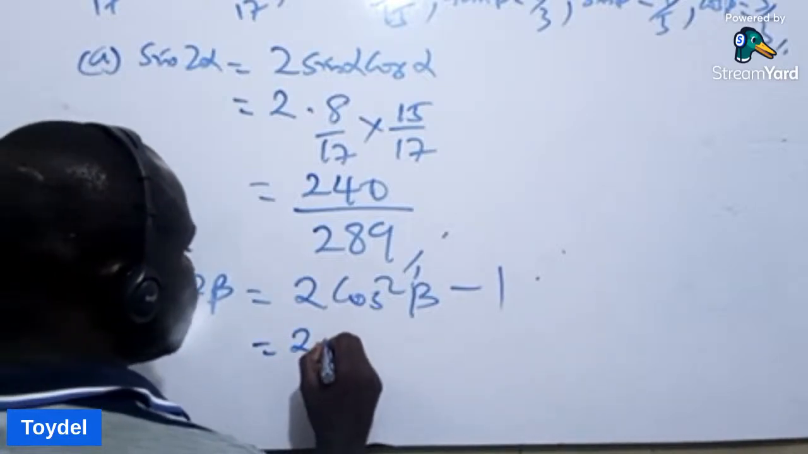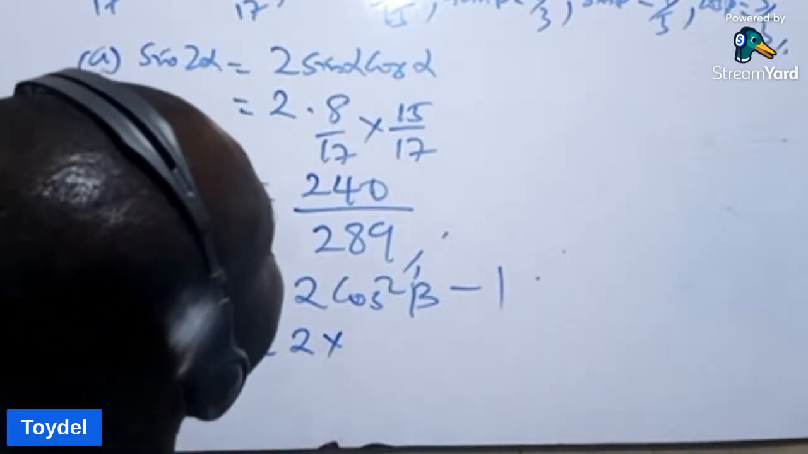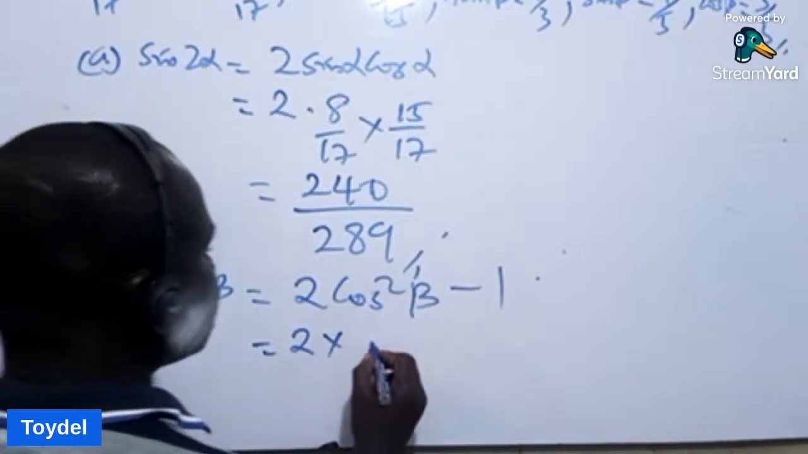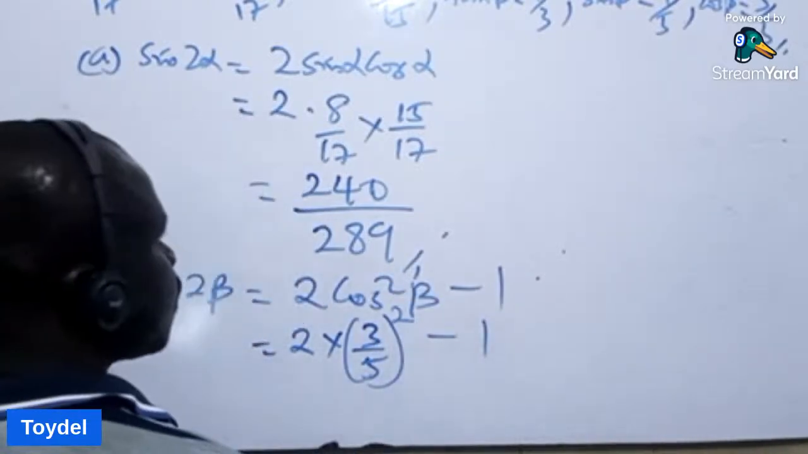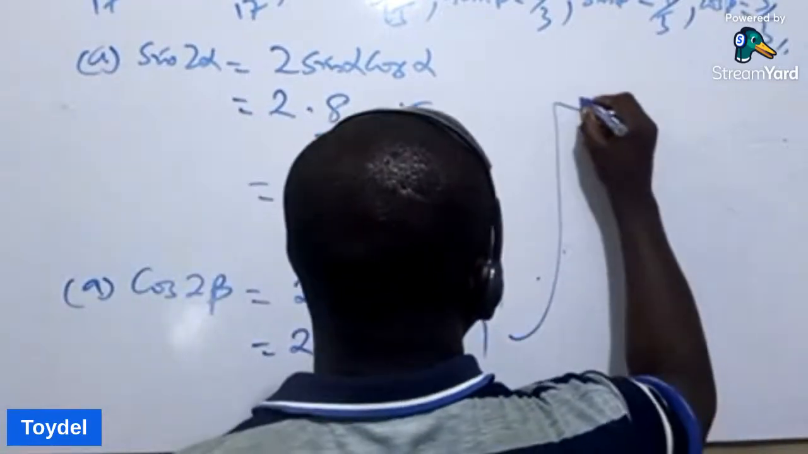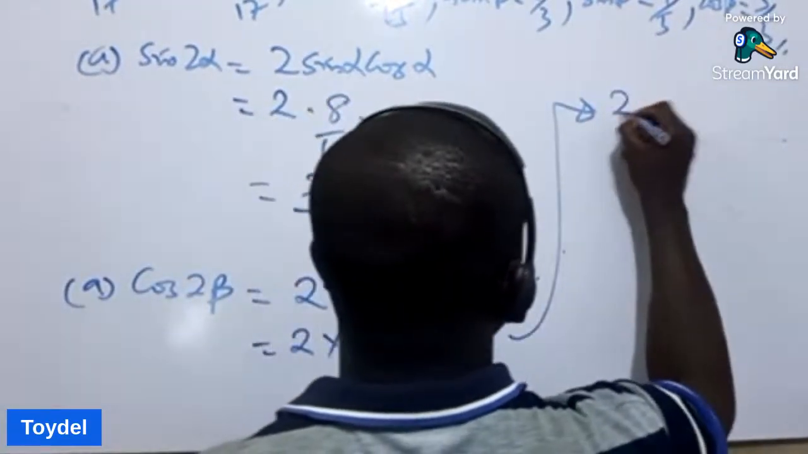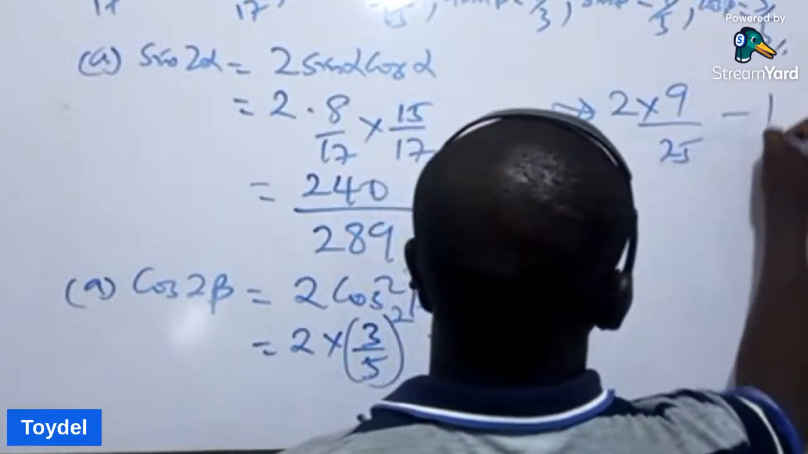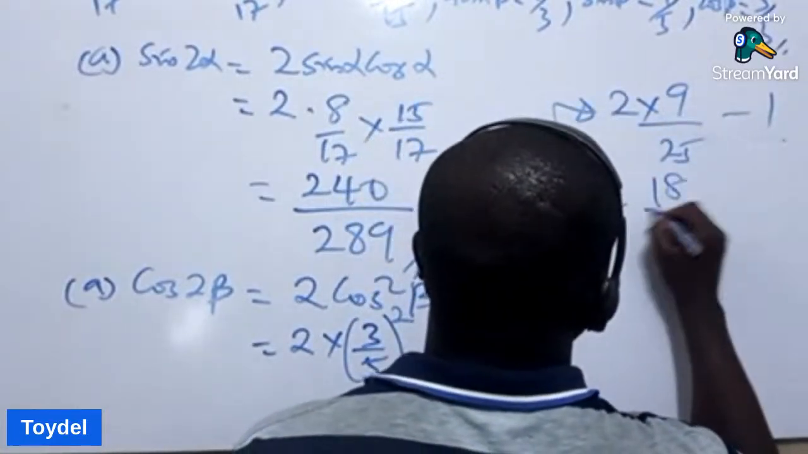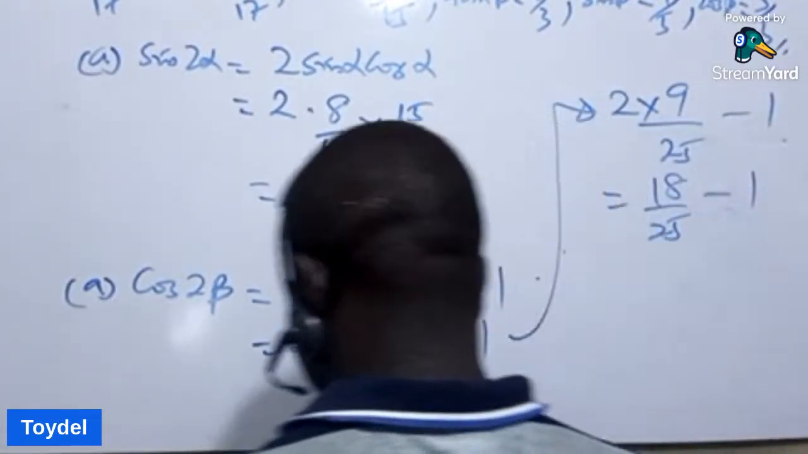Here, I'm going to have 2 multiplied by, what is cos beta? Cos beta is 3 over 5. So cos square beta will be 3 all over 5 all squared minus 1. Then from here, I'm going to have 2 multiplied by 3 squared is 9 all over 5 squared is 25 minus 1. So I'm going to get 18 all over 25 minus 1.